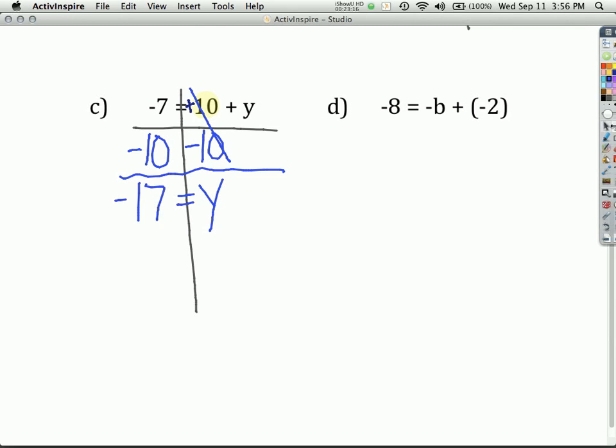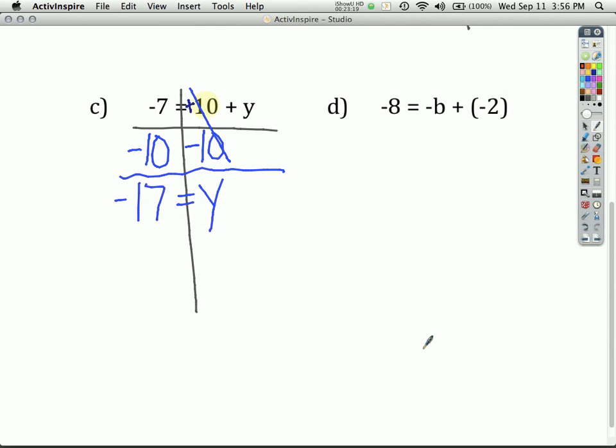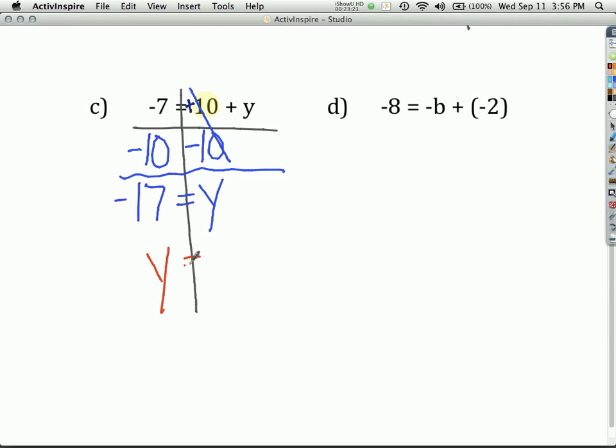Now, when you're writing a final answer, you've got to get used to writing the variable on the left and the value on the right. And of course, you've got to check and make sure you got the right answer. So you put the negative 17 here and do a mental check, and it does work. Any questions about that?